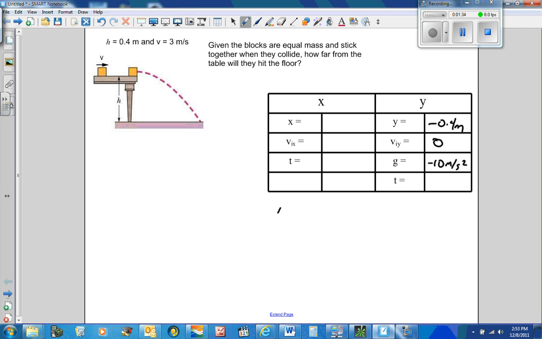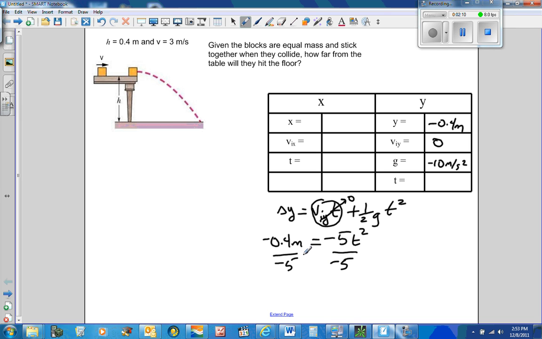We do that by using the equation delta y equals v initial y times t plus 1/2 g t squared. Of course, the first term is 0. So we're going to have negative 0.4 meters equals negative 5t squared. To find the time, we divide both sides by negative 5. So 0.4 divided by 5, the negatives cancel out, is 0.08. Take the square root of that, and you should get 0.28 seconds.